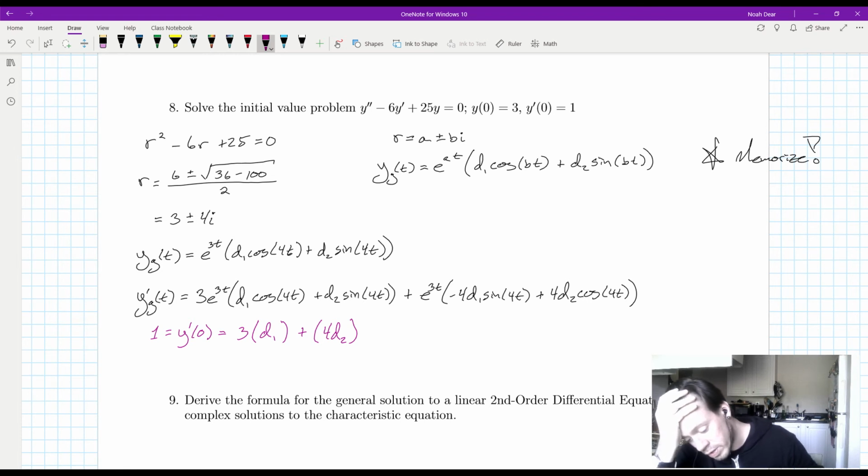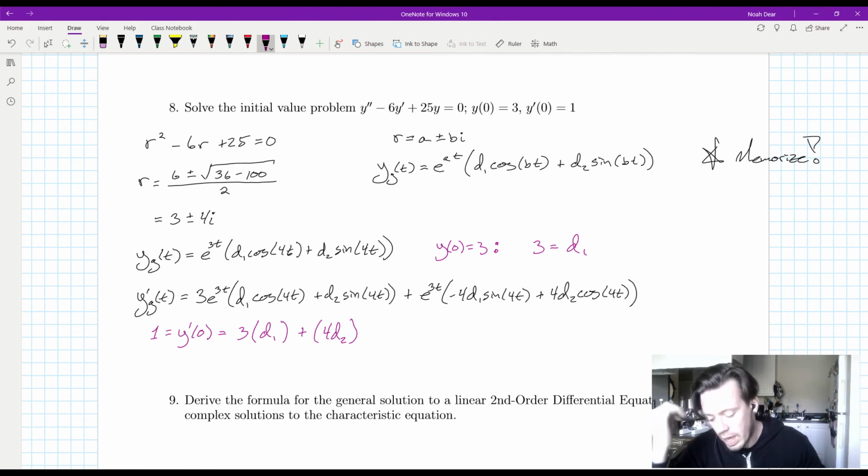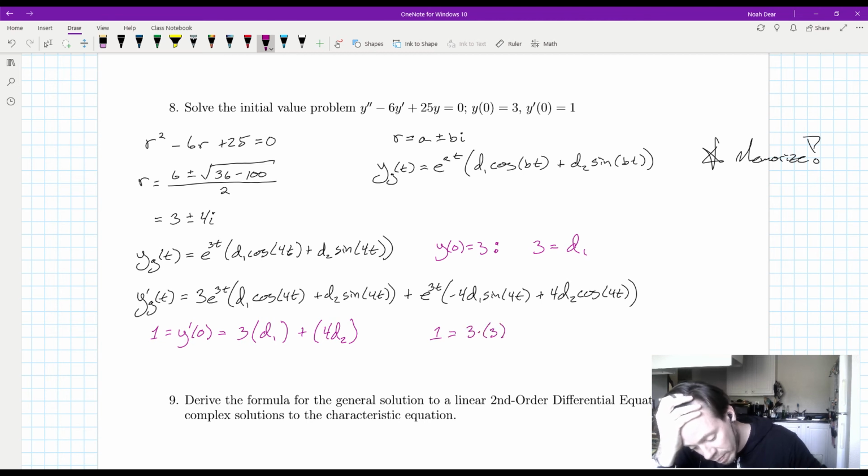Going up to the original equation, we can plug in y of 0 equals 3. When I do that, I get 3 equals d1, and that's because the sine of 0 will cancel out. E to the 3 times 0 is also a 1, so that doesn't come into play at all here. So we just have d1 equals 3. I can then plug that into the y prime initial condition to get 1 equals 3 times 3 plus 4 d2. I'll subtract the 9. That'll be negative 8 divided by 4 is negative 2 equals d2.